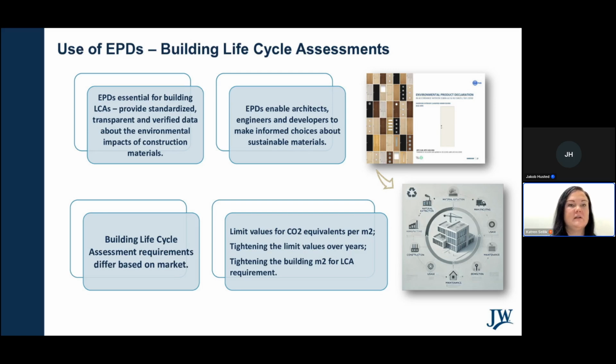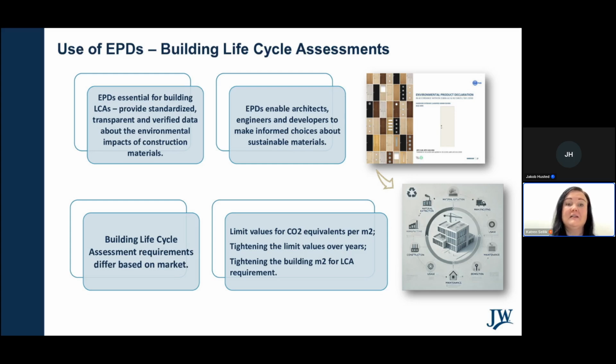And another thing is that the building life cycle assessment requirements right now, as we see them, really differ market by market. I think, again, if we said that in Denmark our factories were pretty well aware of the need of EPDs, then maybe it is because in Denmark we have seen one of the strictest rules, you could say. There are exact limit values for CO2 equivalents per square meter of building.